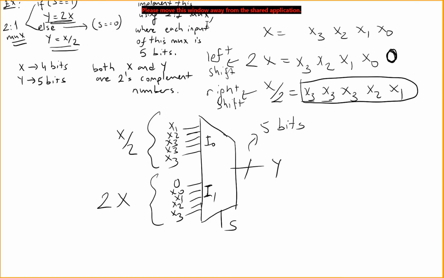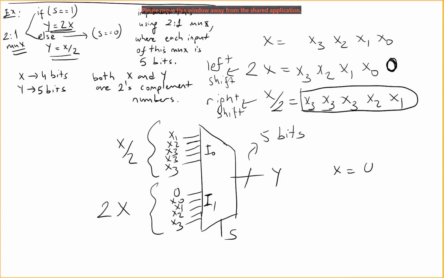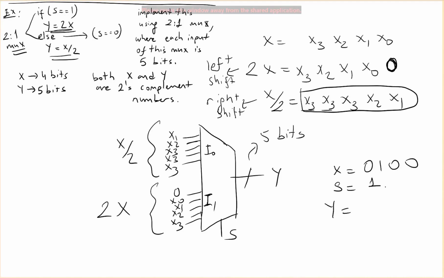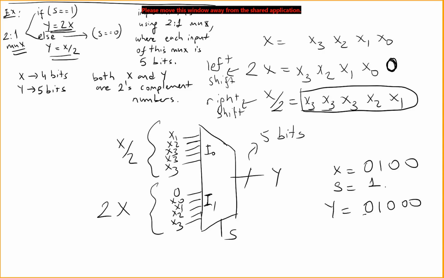So let's do an example. Let's say my x is 0, 1, 0, 0 and my s is 1. Then my y should be 2x, right? Which is 8. So I should get something like this. So this is my sign bit. In 2's complement, this is positive, right? So this is a plus 8. So let's put these numbers here.